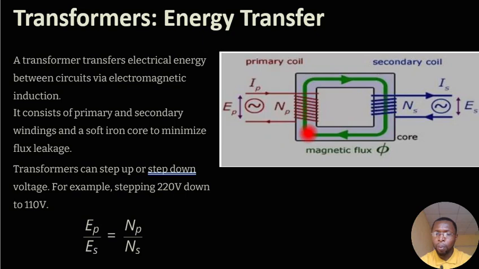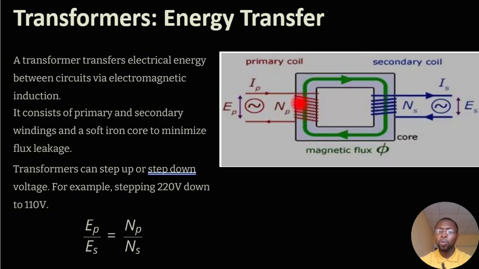And for the primary coil? In this particular transformer, we have 1, 2, 3, 4, 5, 6, 7, 8. So we have 8 turns here, the number of turns. Now, this helps us to determine the type of transformer it is.